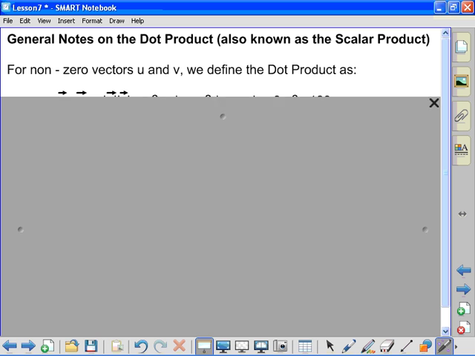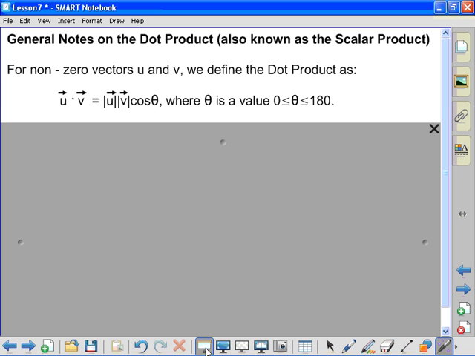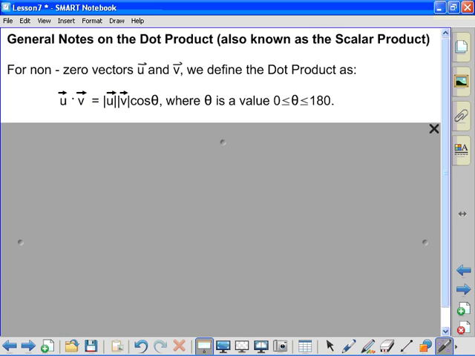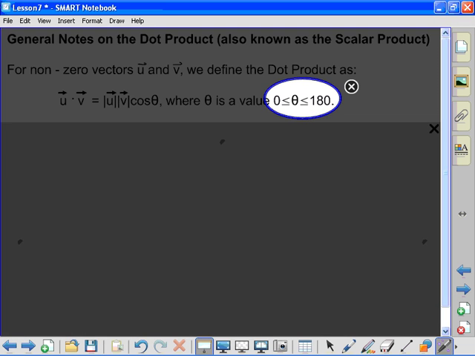So some general notes. For non-zero vectors u and v, I'm going to add some vector notation in here. So these are vectors that are not zero vectors. We define the dot product as u dot v, and that's the formula that we just came up with on the previous slide. So there's our formula. Now, one thing I didn't mention on the previous slide is that the angle theta has to be an angle between 0 and 180 degrees. Why is that?